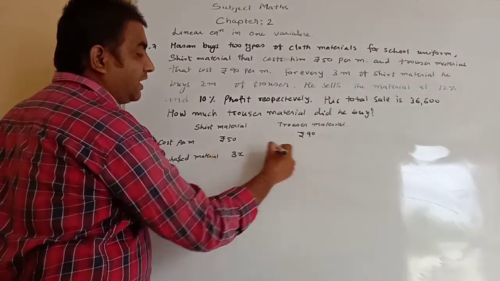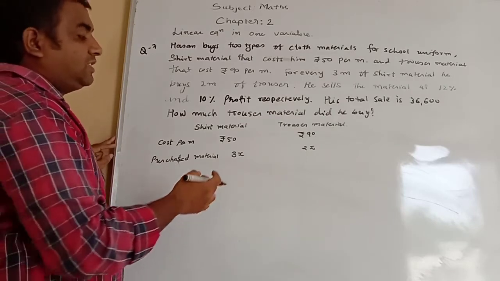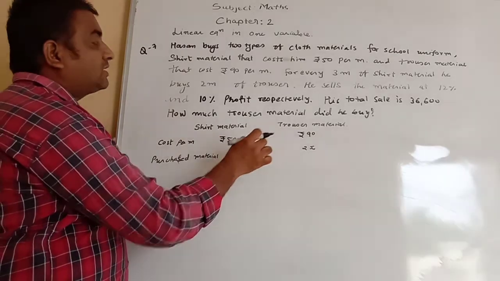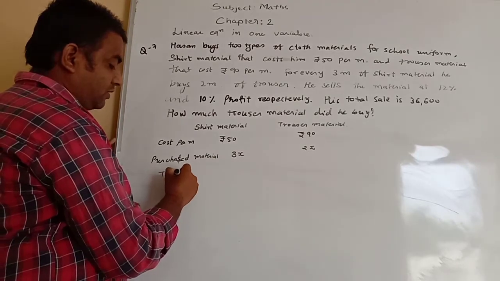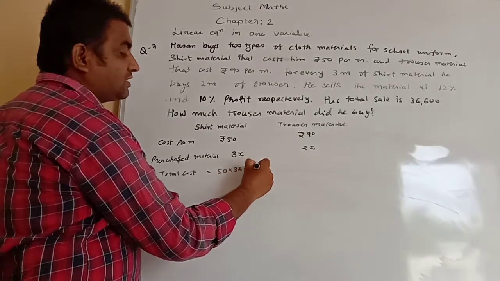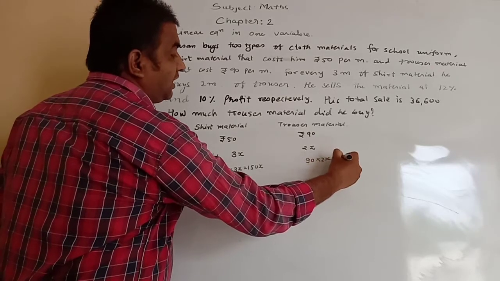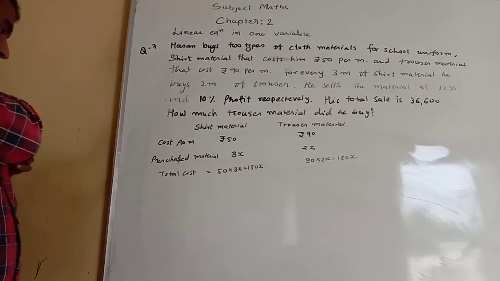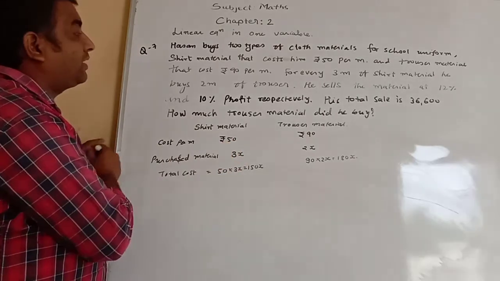So shirt will be 3x and trouser will be 2x, because for every 3 meters of shirt there are 2 meters of trouser, but here we take how many meters as 3x and 2x. Now the total cost equals what? 50 into 3x, it is 150x. And here 90 into 2x, it is 180x. As we know, we multiply the per meter price to get the cost of the material.